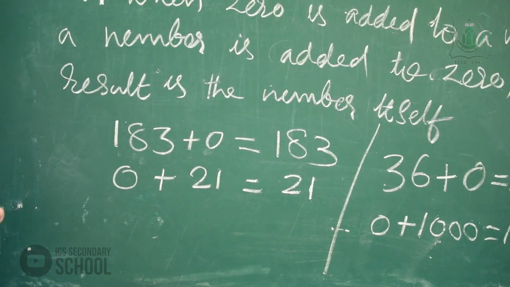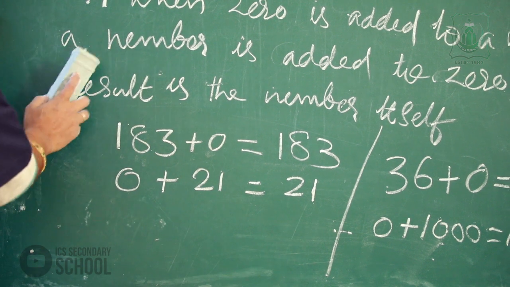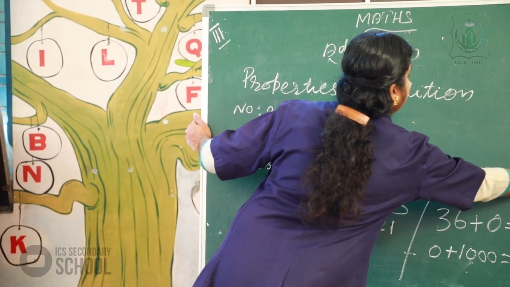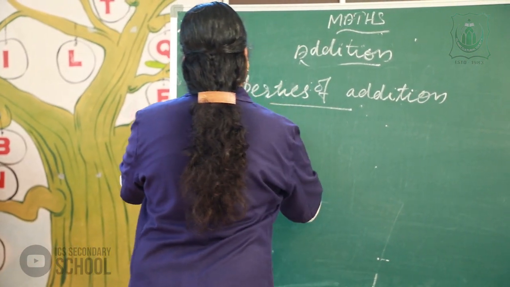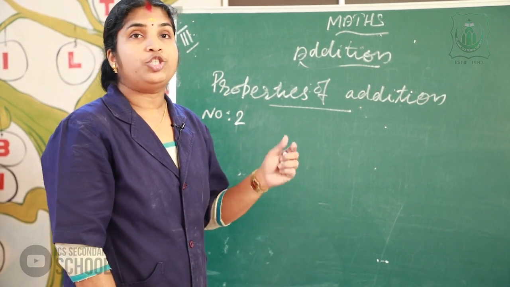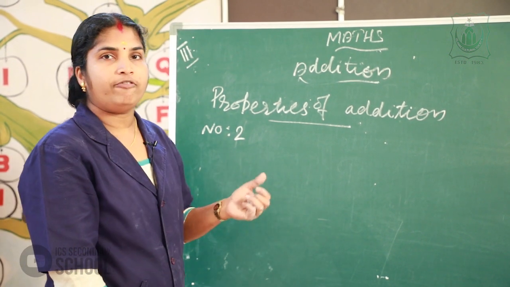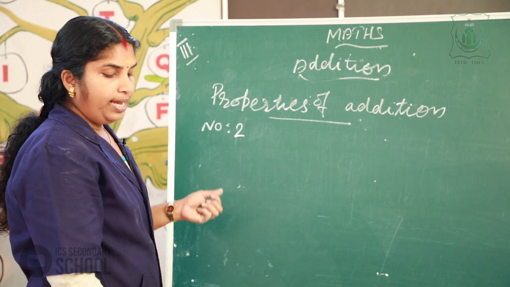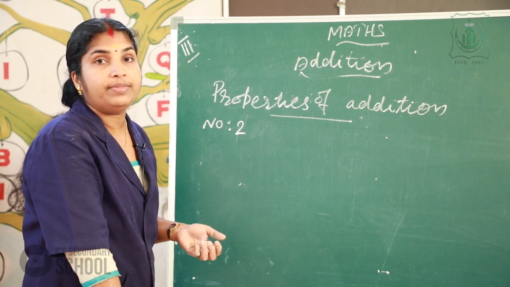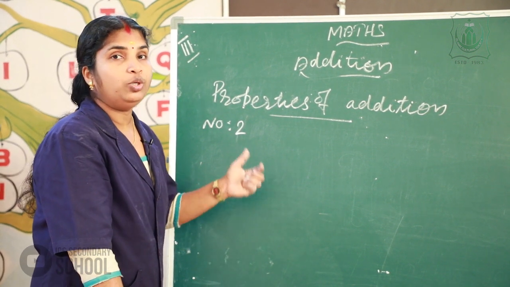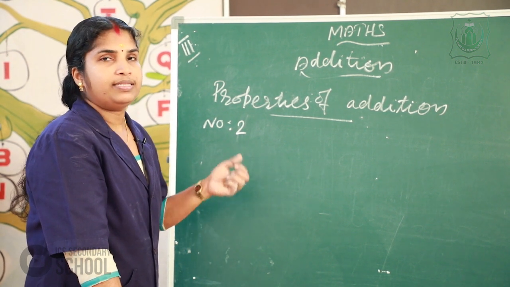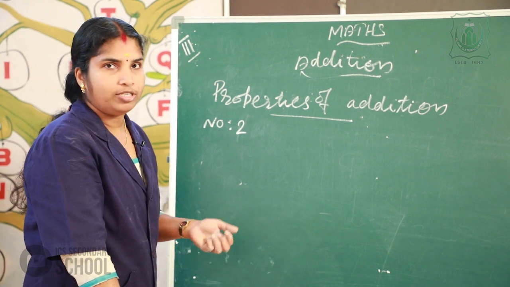Okay, next property, property 2. We can add two or more numbers in any order. The sum will remain the same. When two or more numbers are added in any order, the result remains the same.